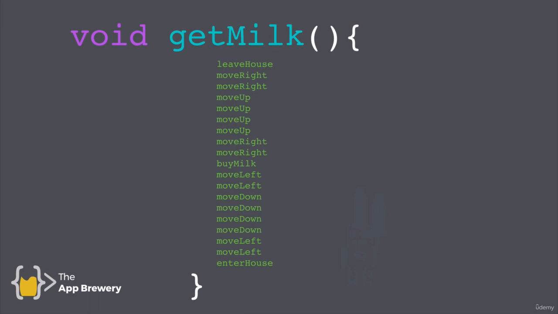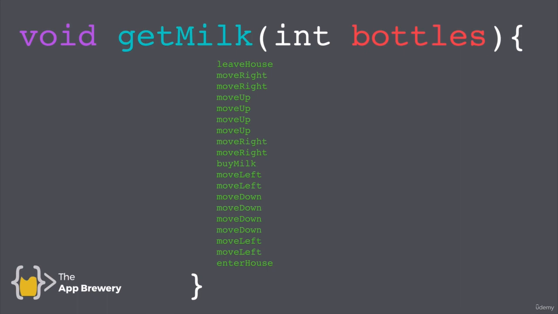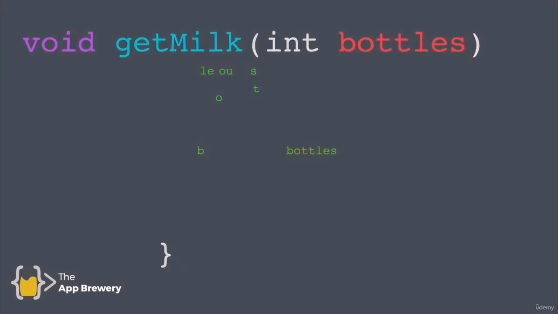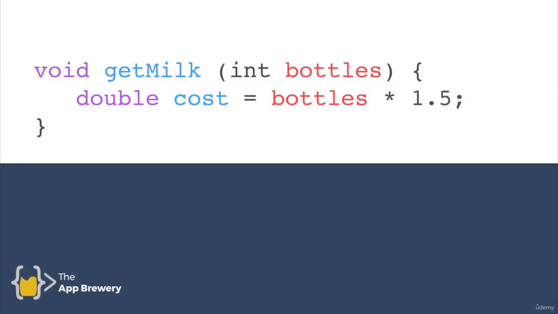Instead of having a function that looks like this, where it's just a whole bunch of instructions packaged together into a block with a name, we now have some inputs inside the parentheses. And those inputs can be used inside the block of code to change the functionality of that block of code. And now we can use that input inside the function. For example, we could calculate the cost of getting X number of bottles, right? If they called get milk and they wanted 2 bottles of milk, then if 1 bottle of milk was £1.50, then that would be £3 for the total cost of the milk.